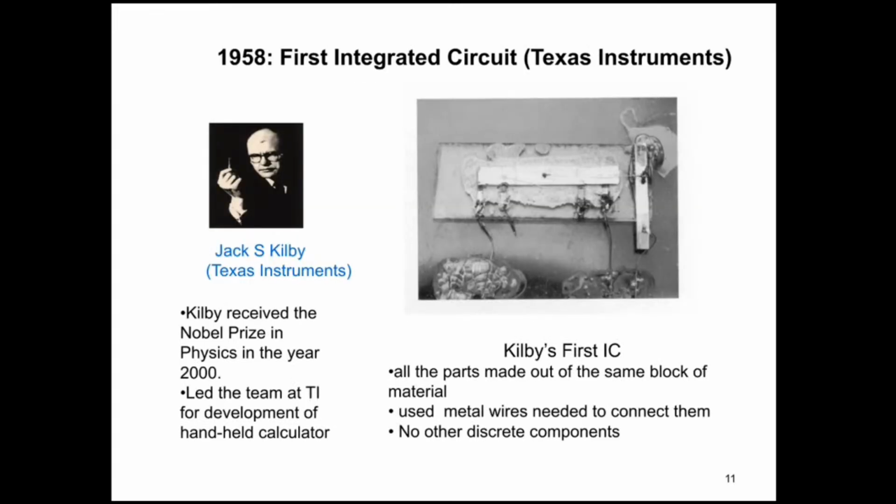In 1958, the first integrated circuit was made by Jack Kilby from Texas Instruments. All the parts were made out of the same block of material. Metal wires were used to interconnect the components. No discrete components were used. Kilby received the Nobel Prize in Physics for this work in the year 2000. He later led the team at TI developing a handheld calculator.